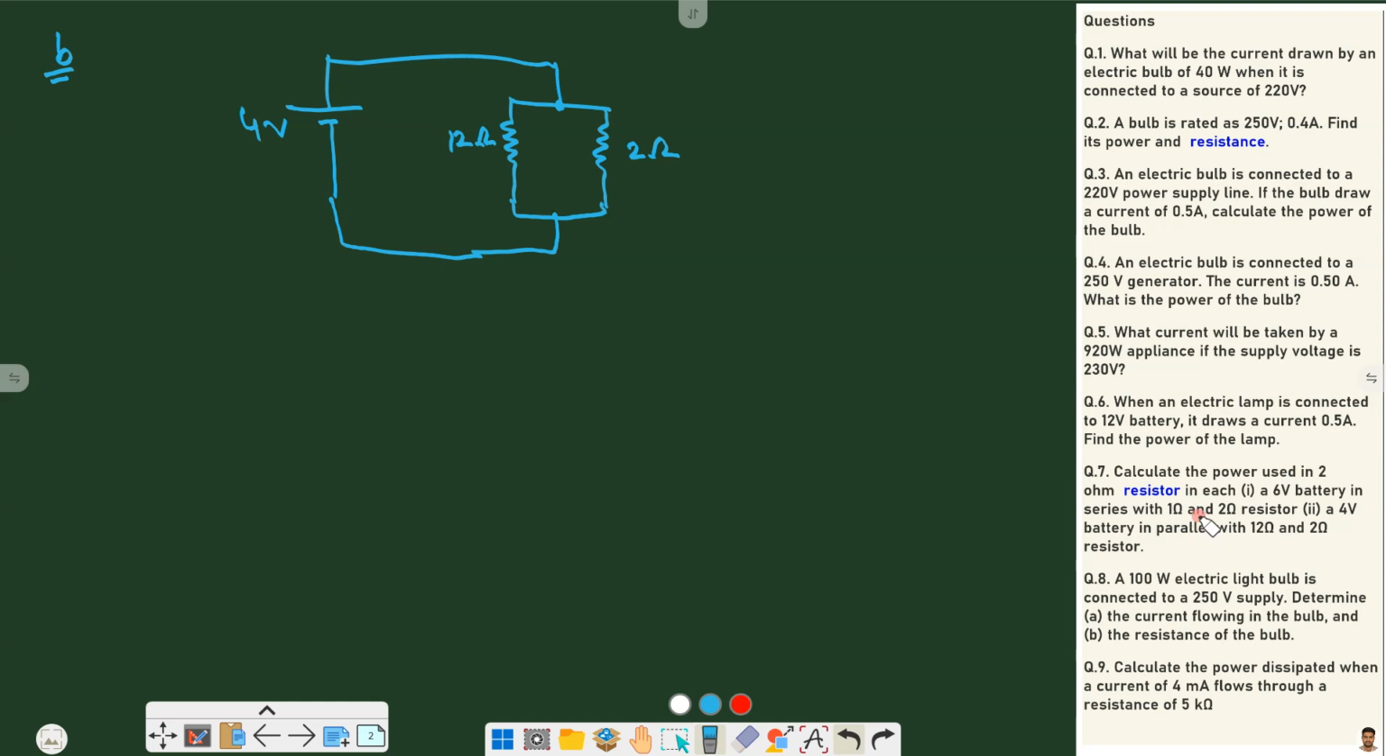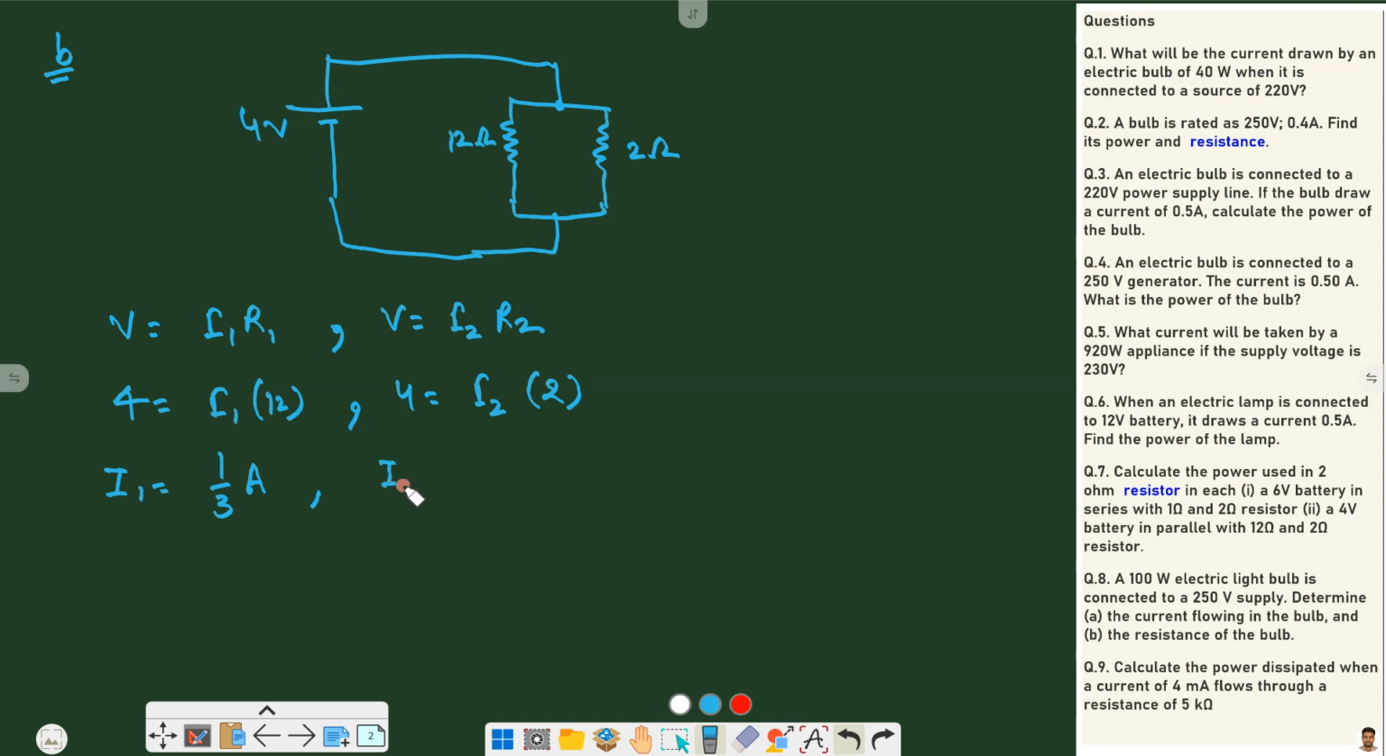So for that we will find the value of current across the 2 ohm resistance. As this is a parallel connection, the voltage across both resistances is the same and equal to the applied voltage, that is 4 volt. So V is equal to I1 R1 and V is equal to I2 R2. Here the current will be different, the voltage is same. So 4 is equal to I1 times 12, and 4 is equal to I2 times 2. So I1 is 1 by 3 ampere and I2 is 2 ampere.